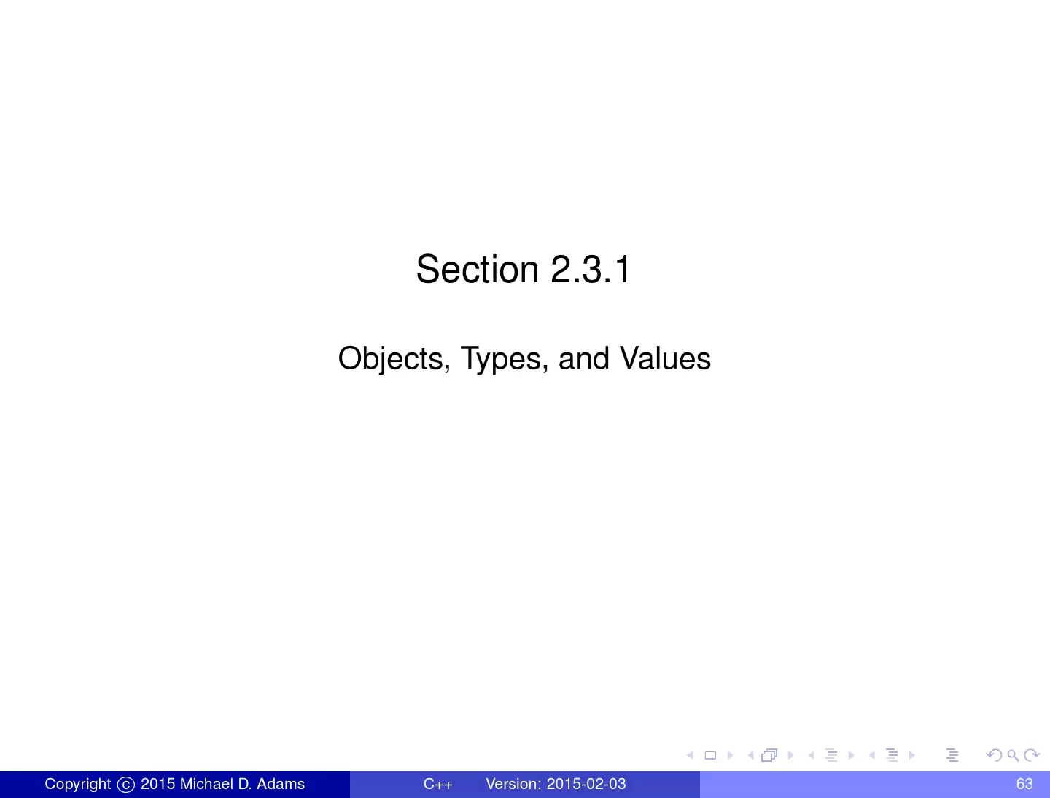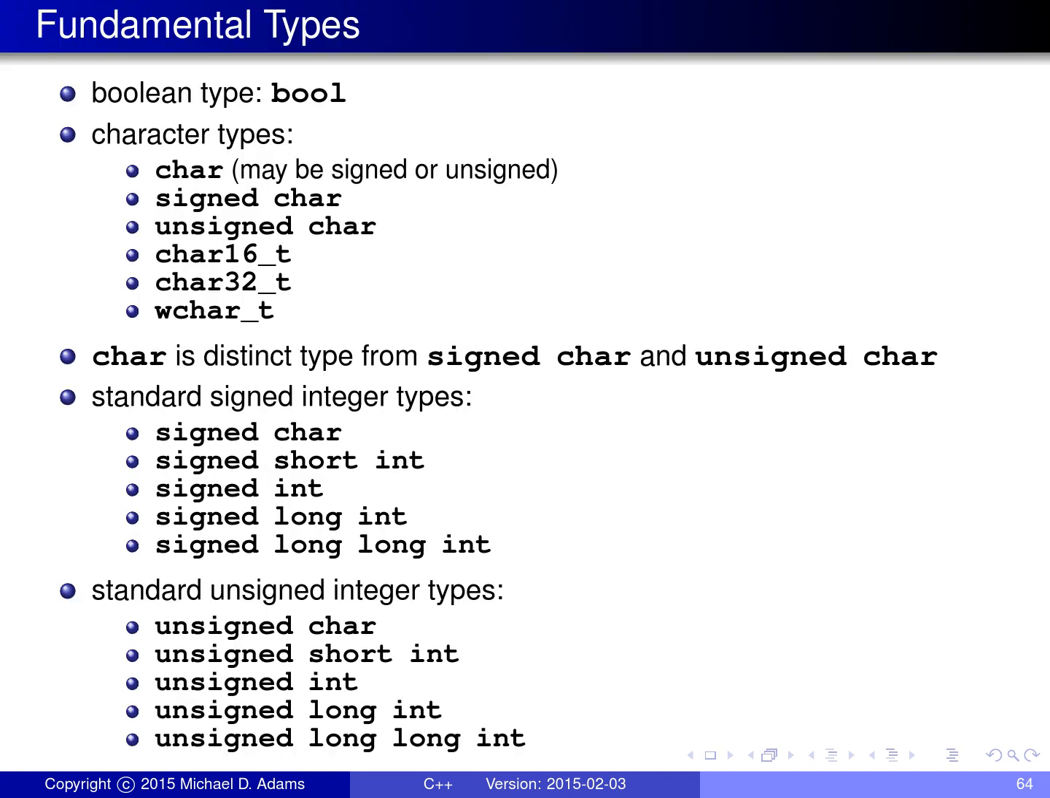So next I'm going to be talking about objects, types, and values in the language. The basic types provided by the language are sometimes referred to as the fundamental types in the language. And we have a number of different fundamental types. The simplest is the Boolean type, which is denoted by bool, which is just a true or false value. It basically can have one of two values.